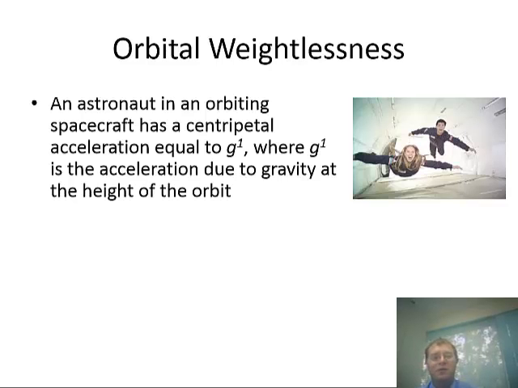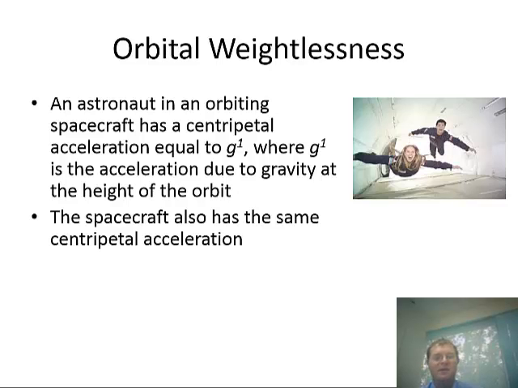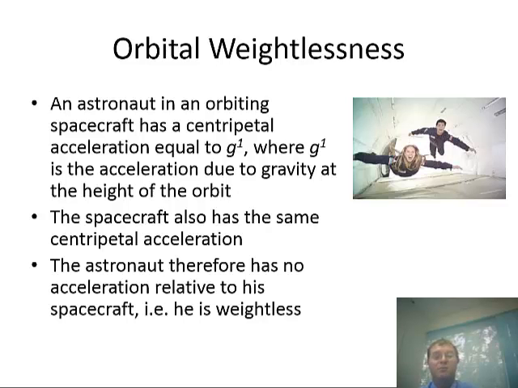So, for instance, an astronaut orbiting in a spacecraft: an orbiting spacecraft has a centripetal acceleration equal to g1. It's a different value of g because we're not on the surface of Earth, where g1 is the acceleration due to gravity at the height of that orbit. At the same time, the astronaut also has the same centripetal acceleration. So both of you are accelerating, and the astronaut therefore has no acceleration relative to the spacecraft, so therefore there's a feeling of weightlessness.